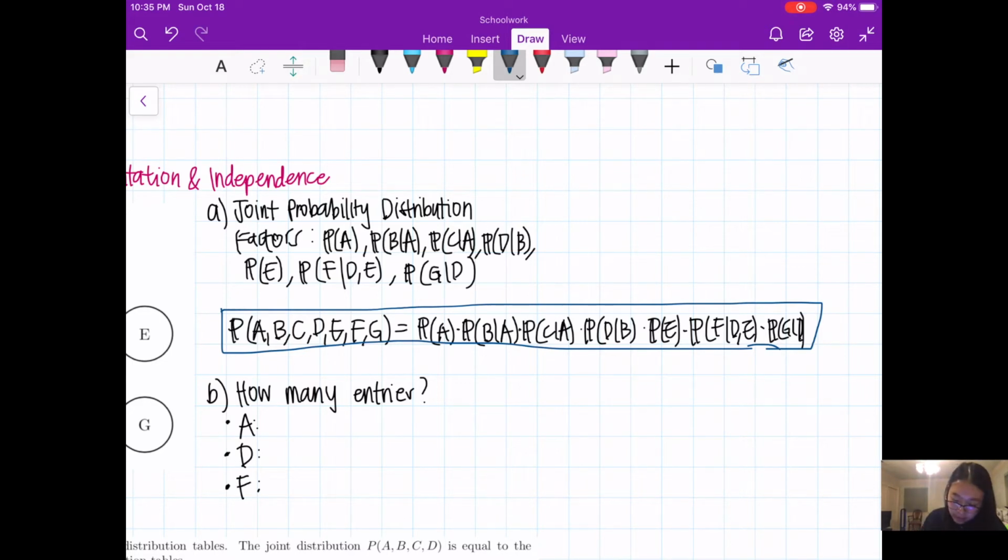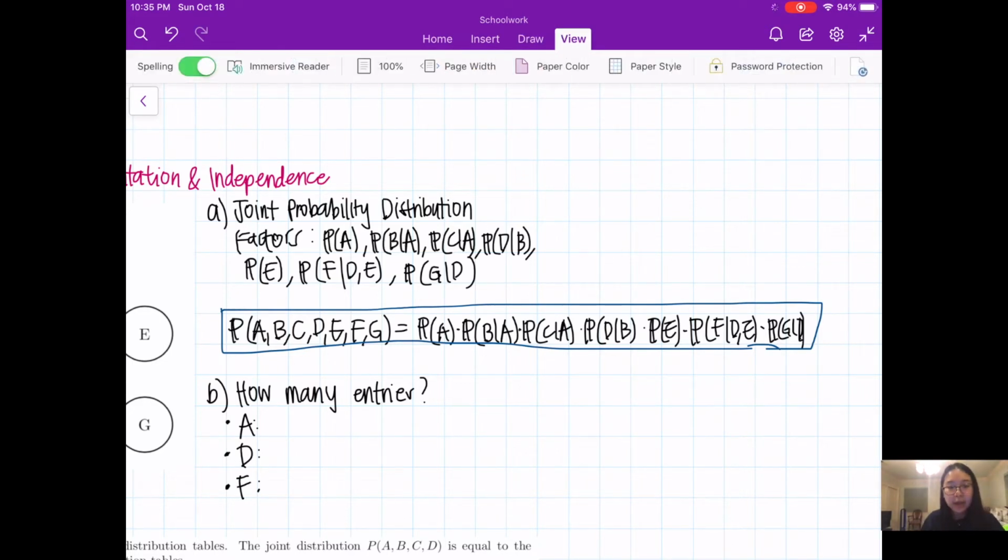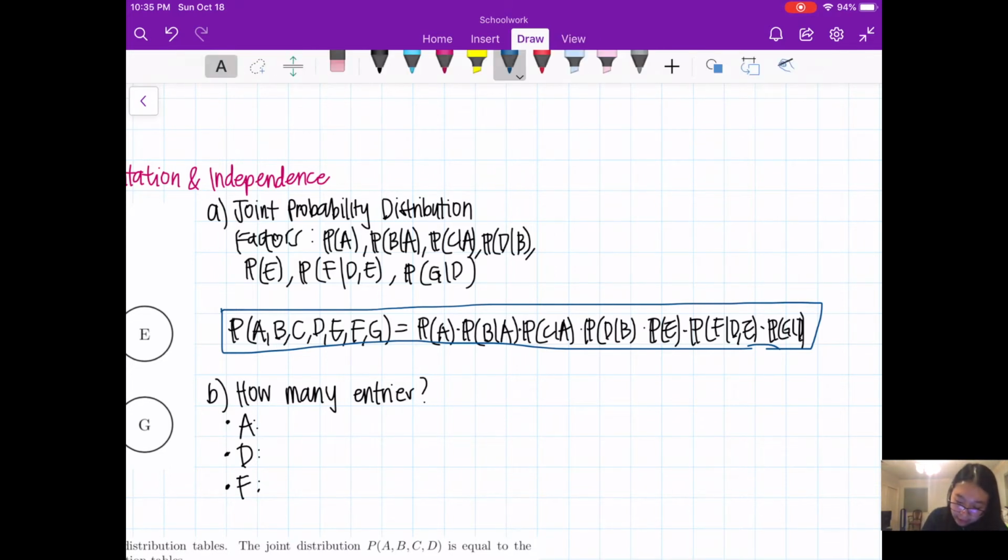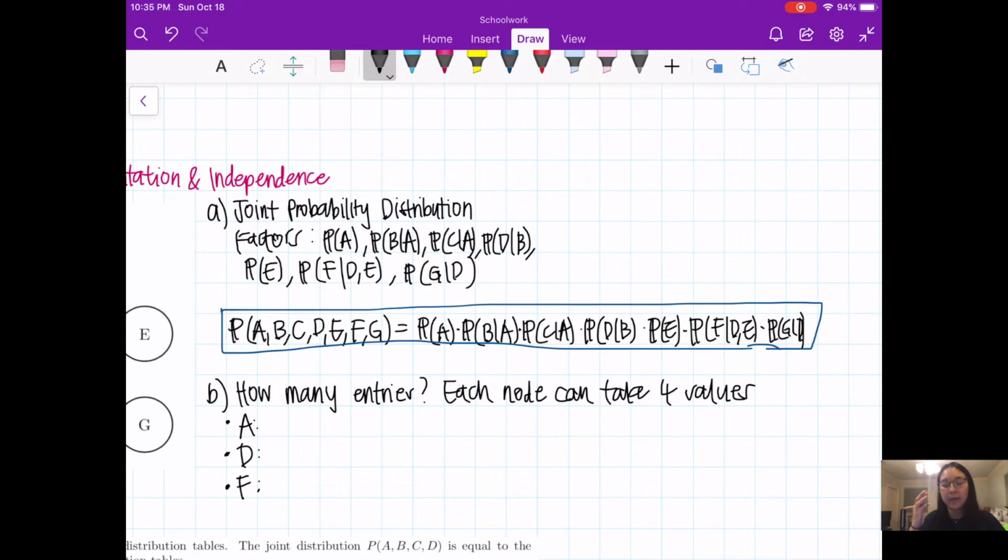Cool. So then now we want to look at the nodes A, D, and F and determine how many entries there are in the tables, given that each node can take on 4 values. So that means for each node we will have 4 options.